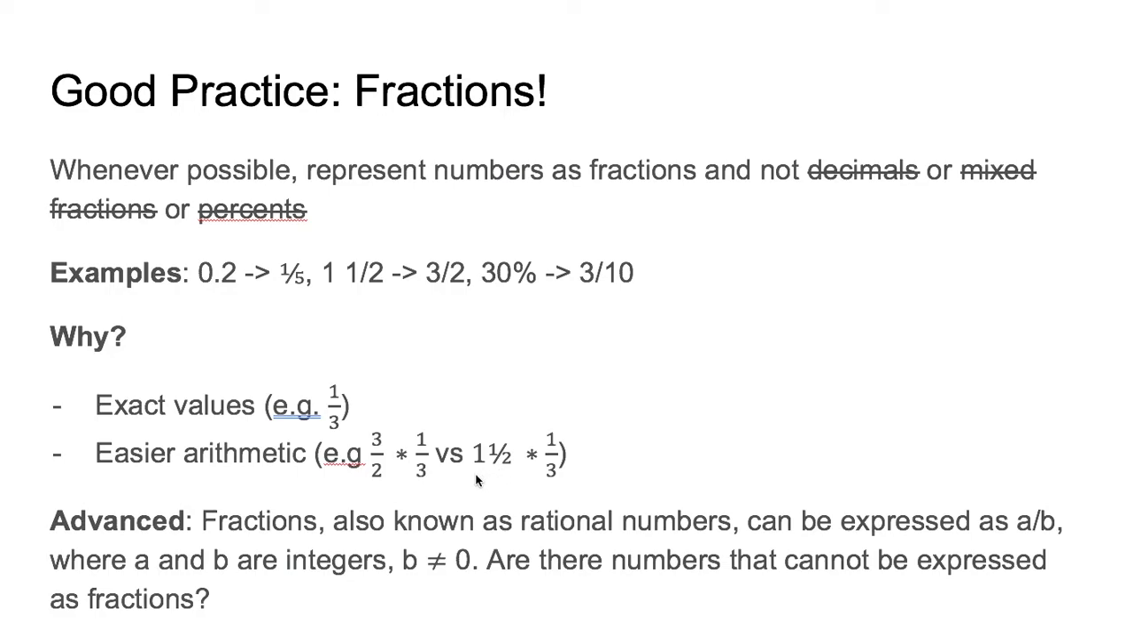So writing every term as a fraction will help us to do the arithmetic much easier. Now, one challenge for those who want to explore a more advanced topic is this. Fractions, which are also known as rational numbers, we know can be expressed as a over b, where a and b are integers and b is not 0. Now the question is, are there numbers that cannot be expressed as fractions?